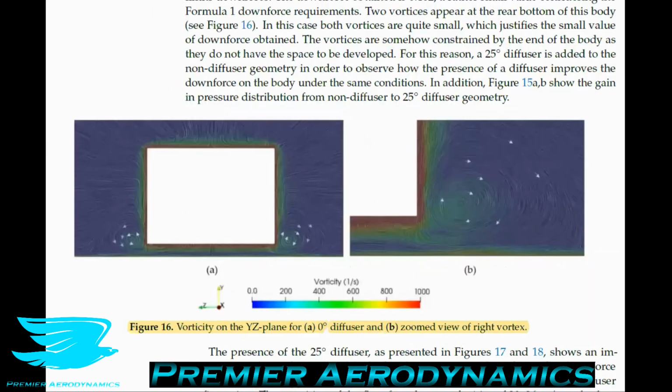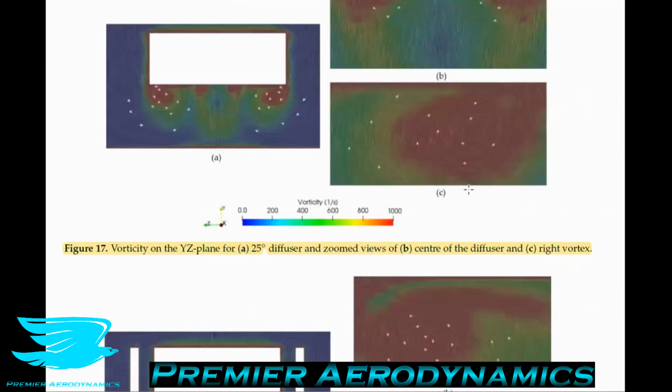So figure 16 shows vorticity planes around the armored body without any diffuser or end plates. And we can see clearly two vortices forming, one on each side, as predicted in podcast 108. So let's move on to figure 17, which shows now the same kind of images, but for when we have the diffuser on the armored body.